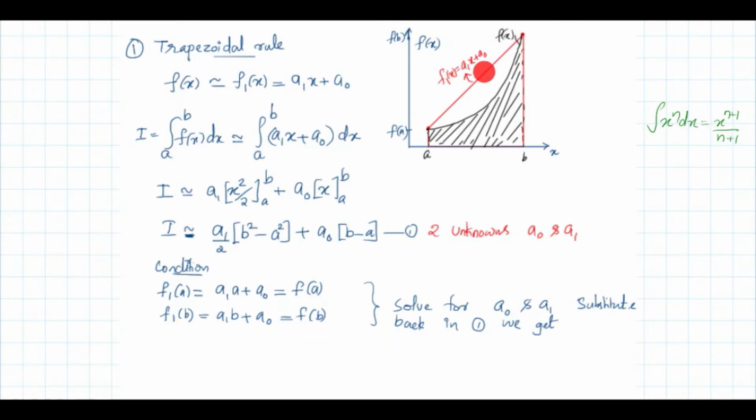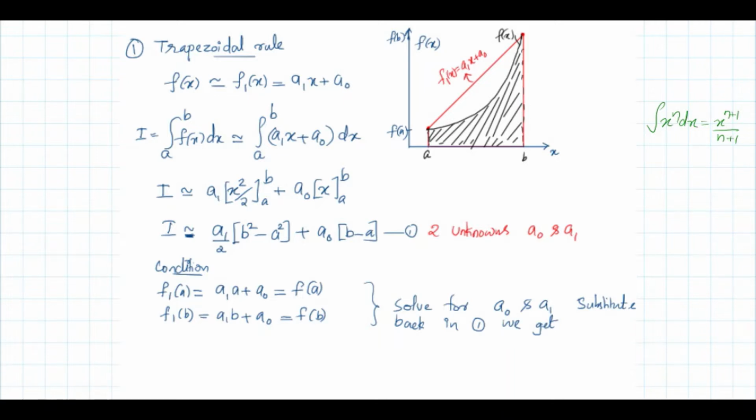The linear straight line function f1(x) and the original function f(x) both match at the endpoints. That means at x equal to a, f1(a) should be equal to f(a). f1(x) is a1x plus a0, so f1(a) is a1a plus a0, and that should be equal to f(a). Similarly, at the other end, a1b plus a0 equals f(b).